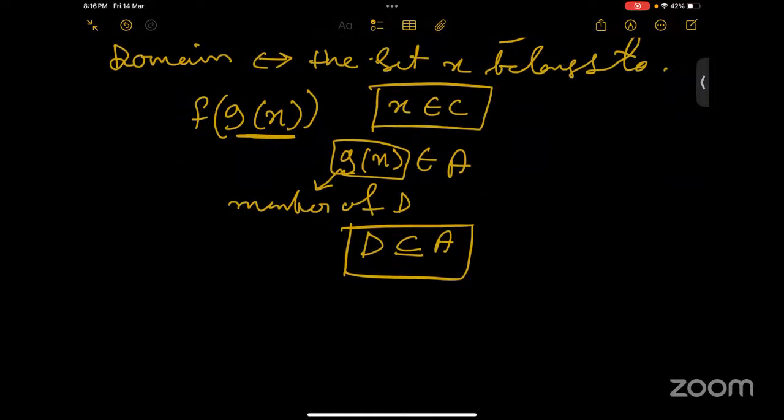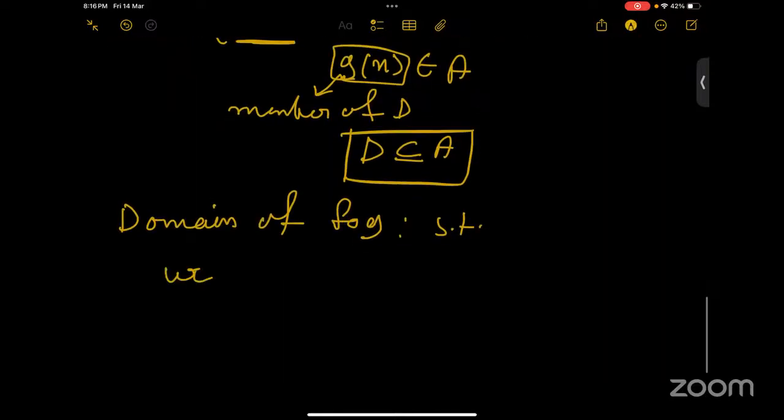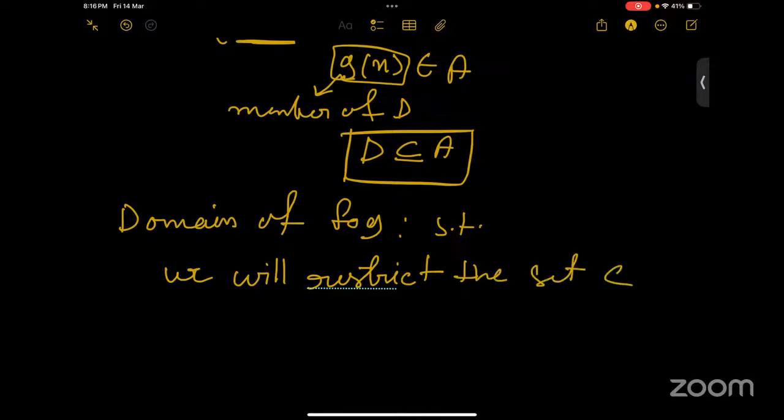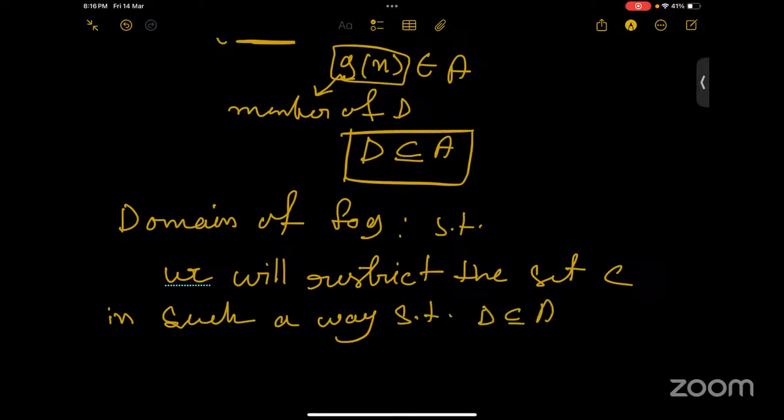That means the domain of f compose g we will define in such a way that we will restrict the set C in such a way that D becomes a subset of A.